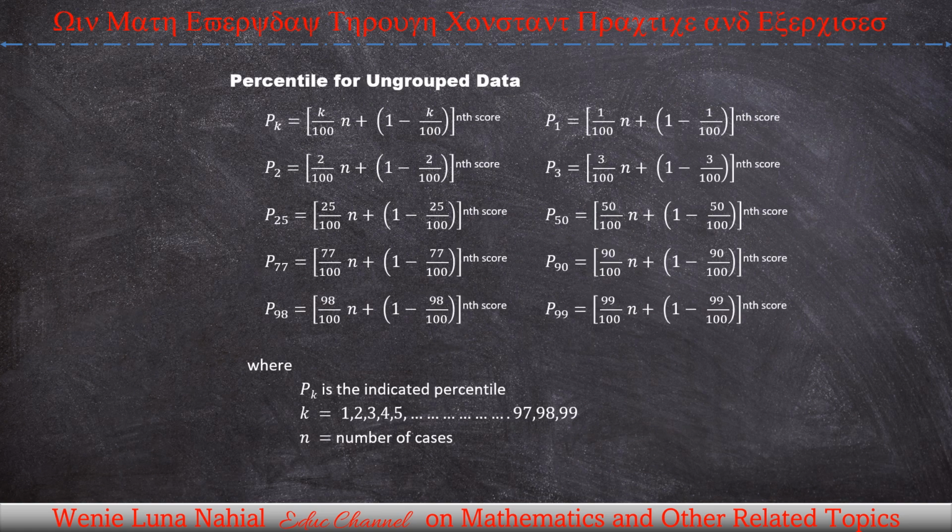For the percentile, for ungrouped data, the same thing, no? The same thing. You have to remember this one. For the quartile, this P is Q. For the decile, this P is D. So the same formula. There's nothing to worry about the P sub 2, P sub 25, P sub 77. You just replace K by the indicated grouping. Okay, so P sub K, or you have D sub K, you have Q sub K.